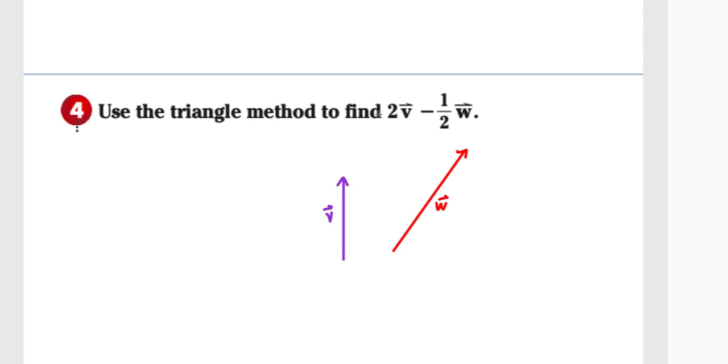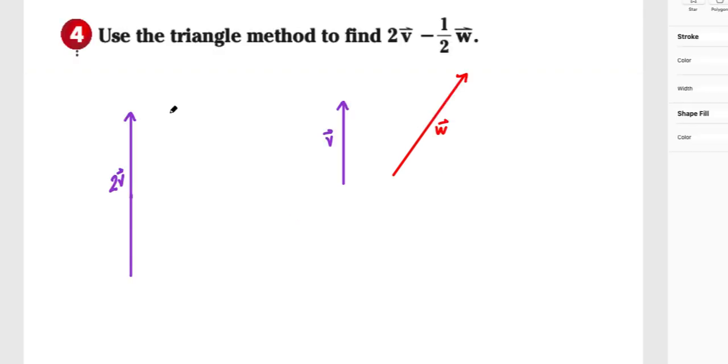This 2 is considered a scalar, and so 2 times v would double the magnitude and have nothing to do with the direction. So basically, if we're thinking about the vector 2v, it would look like this, which is not hard to anticipate. It's double the length. So that's our 2v. Now, -1/2 w, or vector w, is going to be a little bit different. You probably guessed that it would be half the length, but what's going to happen with this negative, that's what we're going to see in a moment.